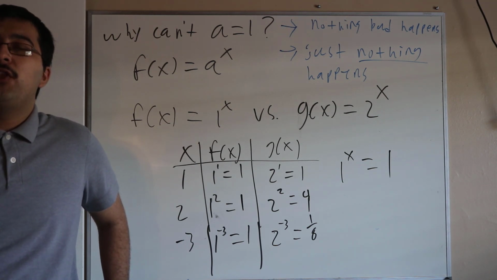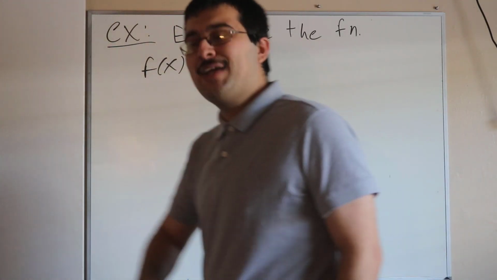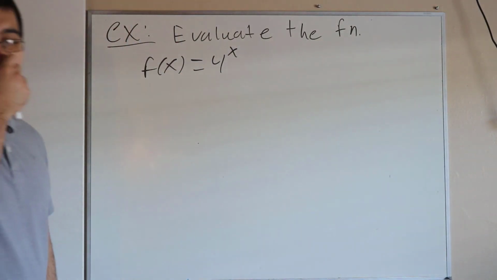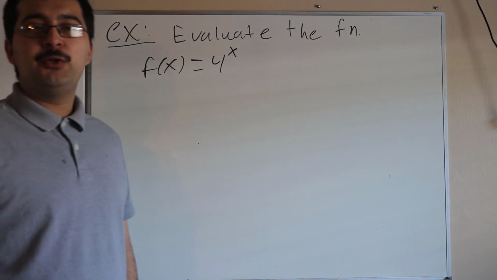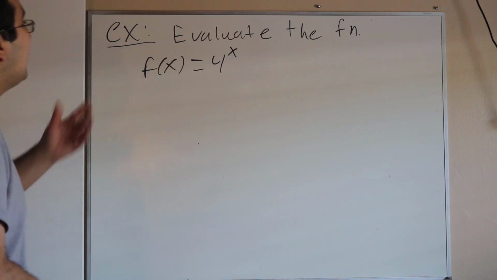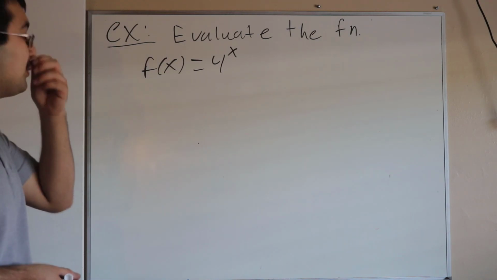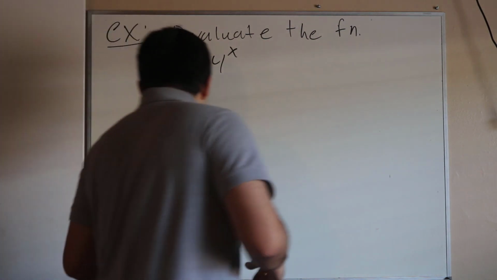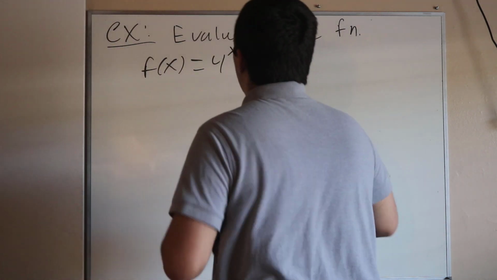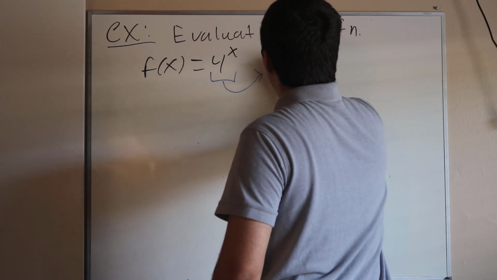Let's talk a bit about the graphs of these functions. Okay, I lied. Just realized that before we actually start talking about graphing these functions, there is a need to talk about how you evaluate these functions. So let's start this example. Let's evaluate the following function. f of x equals 4 to the power of x. Just so we're familiarizing ourselves with the notation, this is an exponential function with base 4.